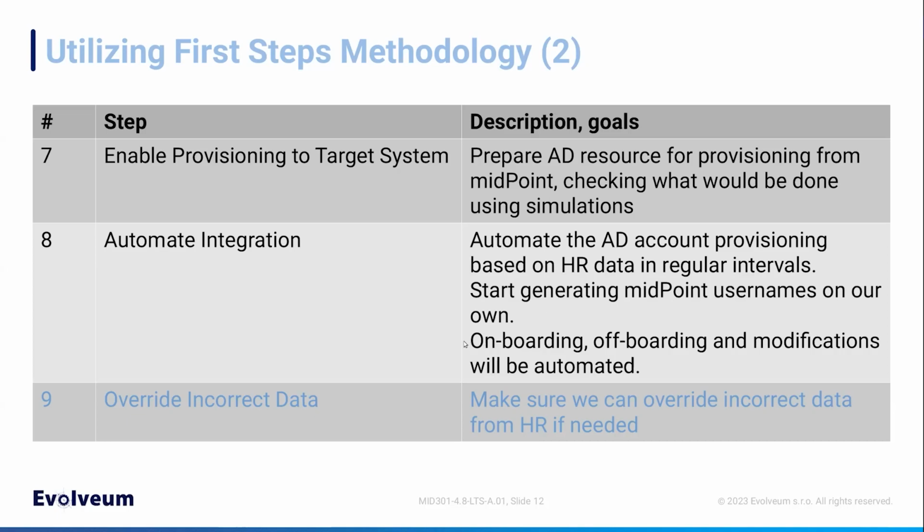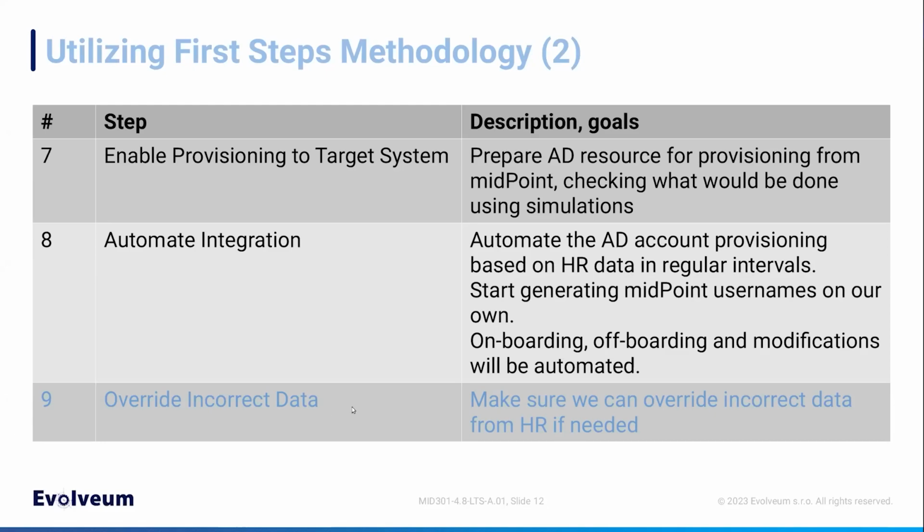And what we want to achieve here will be onboarding, offboarding, and modification automation. So from HR to Active Directory. Step 9 will not be covered here because of time constraints, but is covered in the methodology and, of course, in the first steps training.